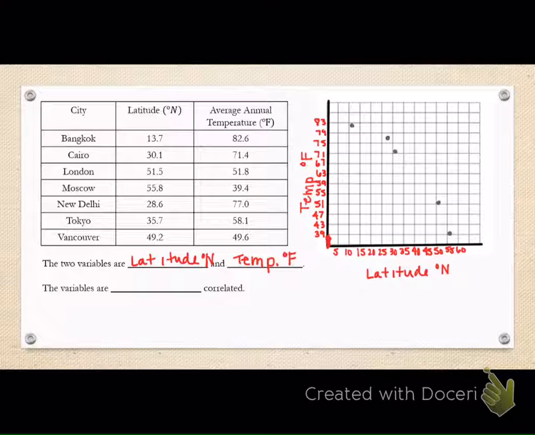If you don't know how to plot points, please let me know. I know I'm not explaining it. I'm just assuming that you guys know how to plot points. So something of that nature. Get the points plotted, and then you guys can determine what kind of correlation you think it is.